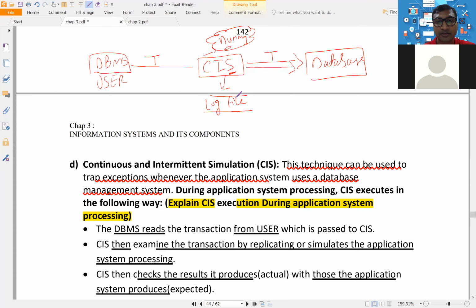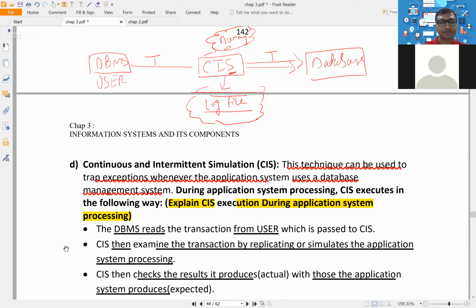And as an auditor, you need to verify this log file, and then you start interrogating. That was the CIS concept. I hope if you had not remembered it earlier, now you actually remember the concept.